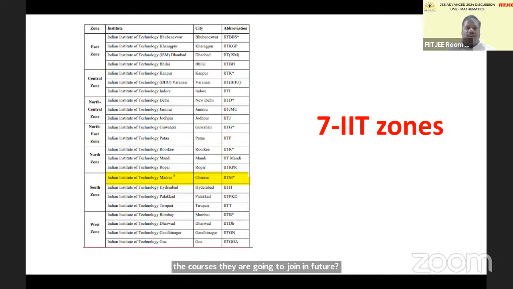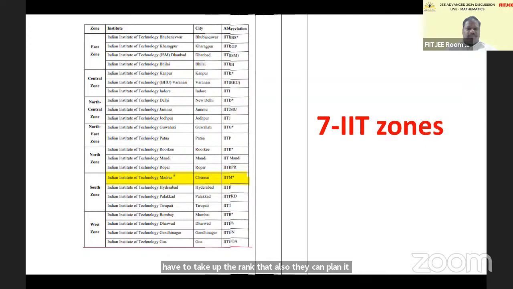What is the idea about college? What is the course they are going to join? That will give them some focus, some goal to be within the all India rank they have to be. What is the percentage of marks they have to take to get the rank? They can plan that with reference to these slides.